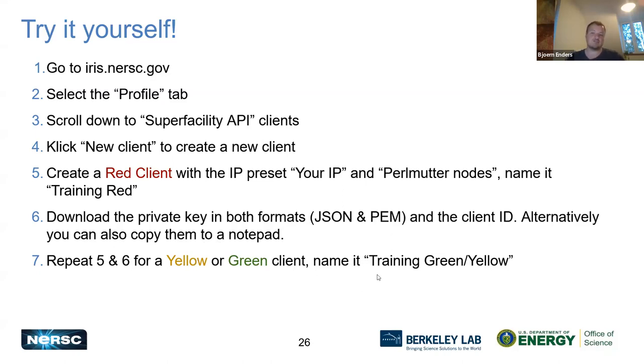Now, because we want to see the differences in the user interface, now we interact with the API. You don't need to do both, but just make one key that has at least a little less privileges than the red one. One client that has less privileges than the red client.